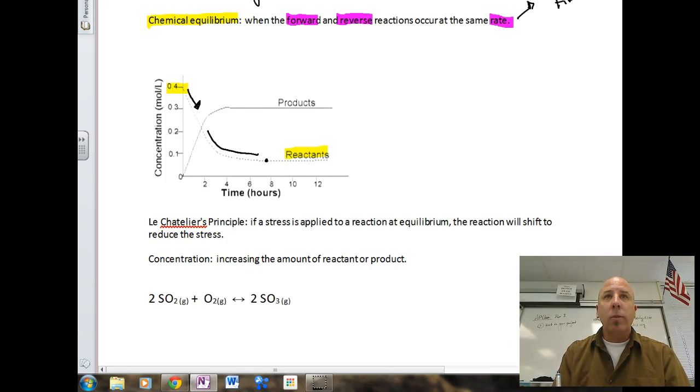As this reaction starts, you should also notice that we start with no product at all. This is our product line. As this reaction occurs, our product starts increasing, which is what we expect from a chemical reaction. We also see that this product flattens out right about here. Typically when you get this flat line, this is where we say we have equilibrium.